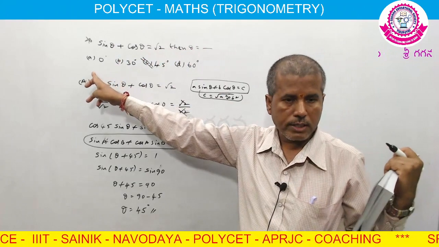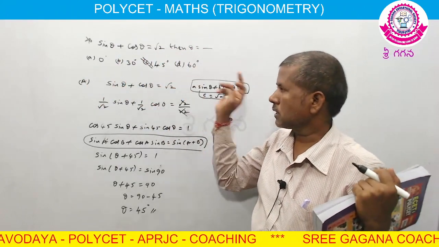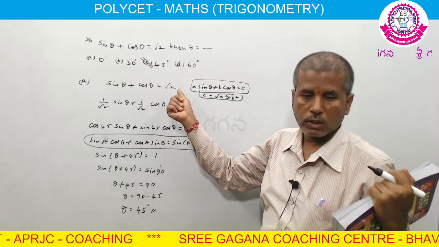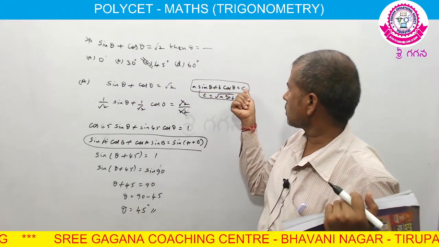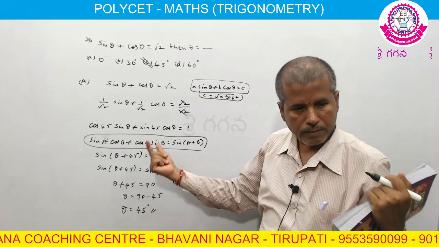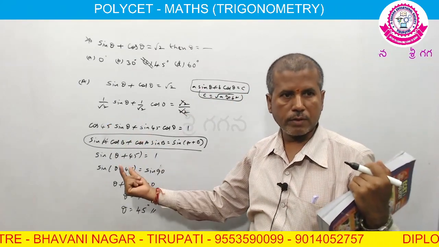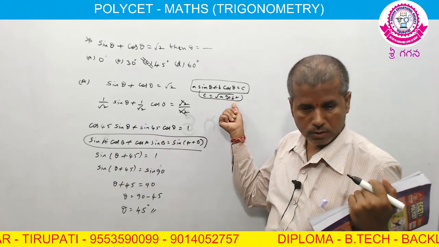The given options are A 0, B 30, C 45, D 60. So given sin theta plus cos theta equals root 2, this is one type of model: A sin theta plus B cos theta equals C. The equation is converted into sin of A plus B, cos of A plus B, sin of A minus B, or cos of A minus B. Any one, we divide by C, where C equals root of A square plus B square.